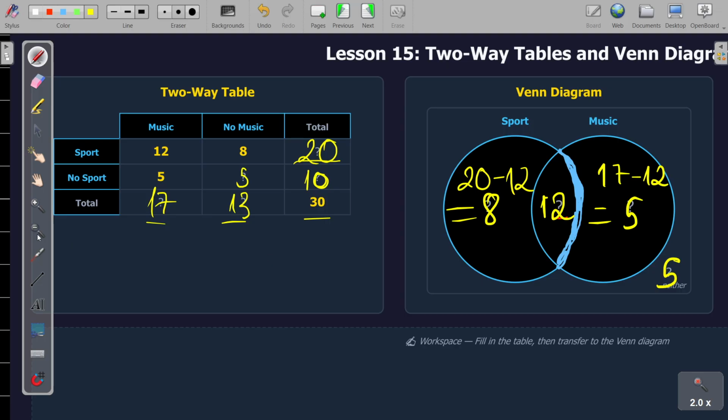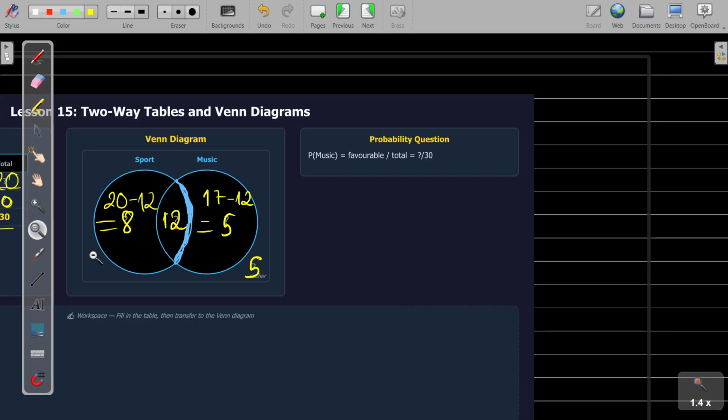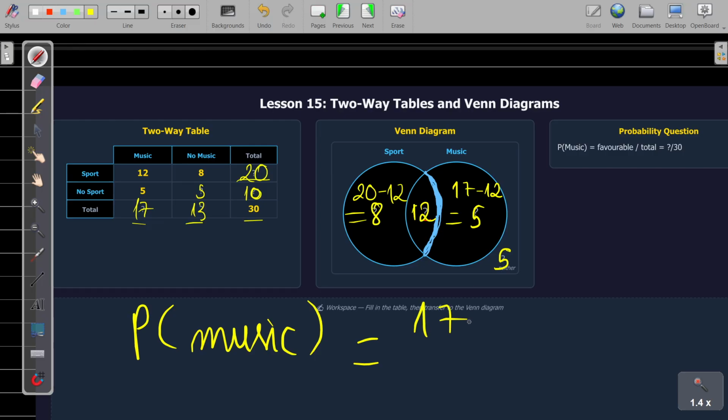And because we have mapped all our data, we just need to calculate our probability. To calculate probability, you use favorable over total. For the probability that a random student plays music, the favorable is the whole music circle. So P of music is going to be 17, which is the total number of students who play music, over the total of 30. So the probability is 17 over 30.